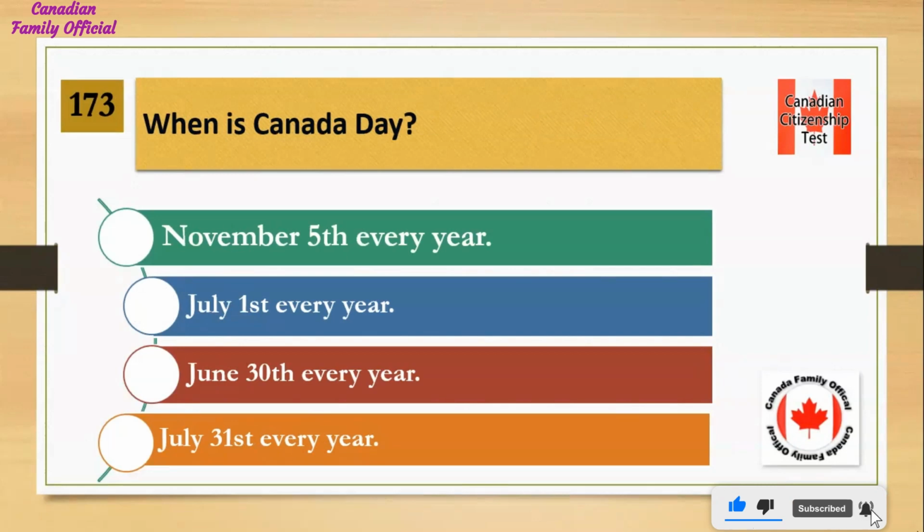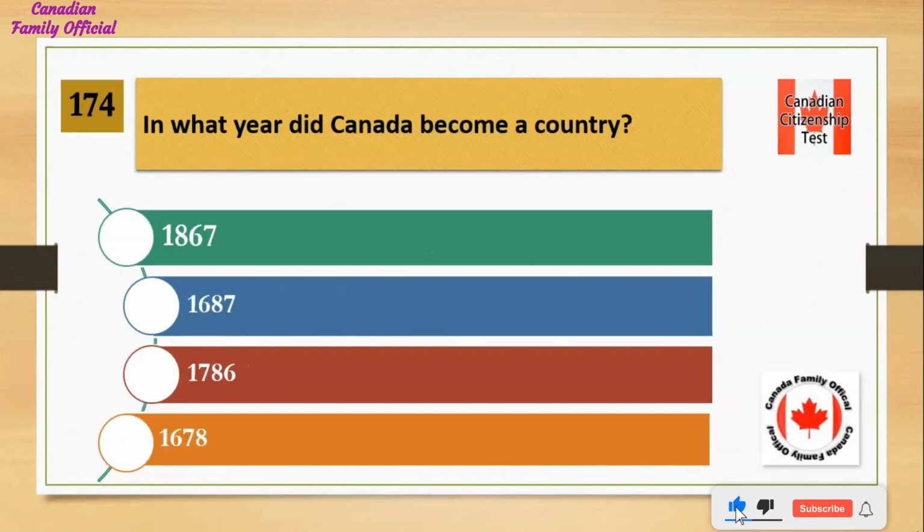When is Canada Day? Number 1, November 5th every year. Number 2, July 1st every year. Number 3, June 30th every year. Number 4, July 31st every year. And the answer is July 1st every year.